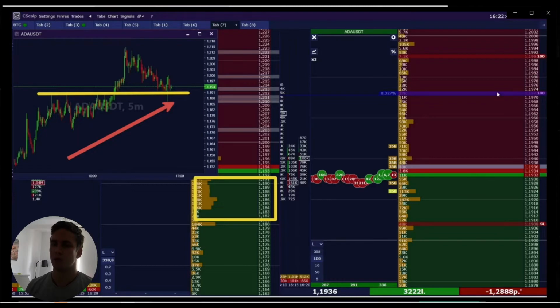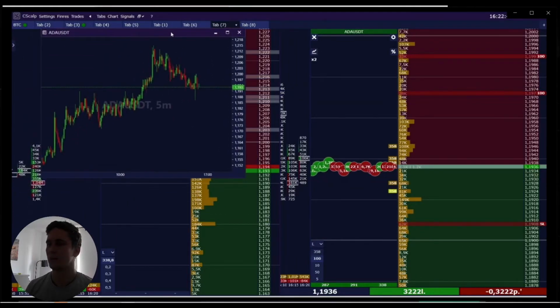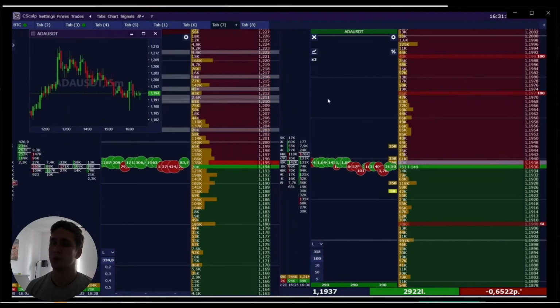As you see, before we have so many touches to that level as a resistance zone, then there was a breakout of this level, and then we saw the retest of this level with a false breakout, and now the price is rebounding from this level. Here we have the support in the form of a huge amount of limit orders, and this is the ideal situation, ideal setup where we can trade along the trend.